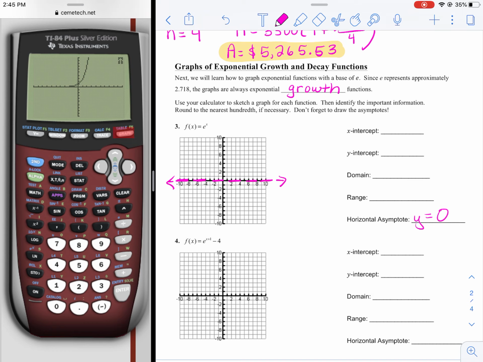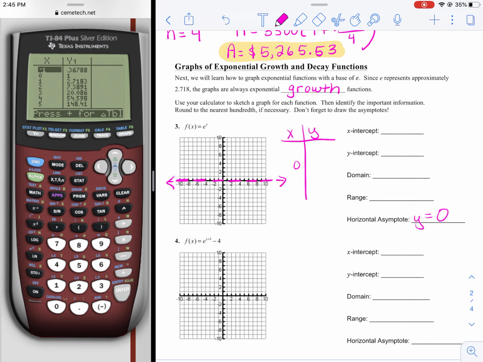Okay, so x-intercept. Let's go ahead and sketch this first. I'm going to go to table. I need to change my table set real quick. Okay, so I'm going to hit second graph. I'm going to look at the table.